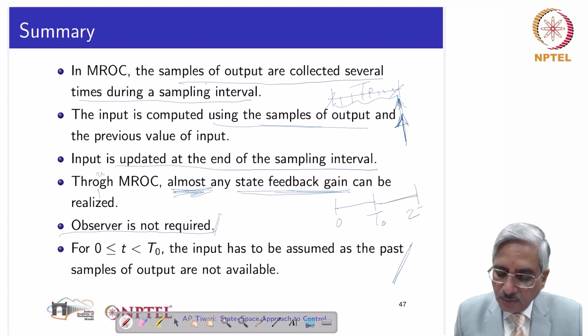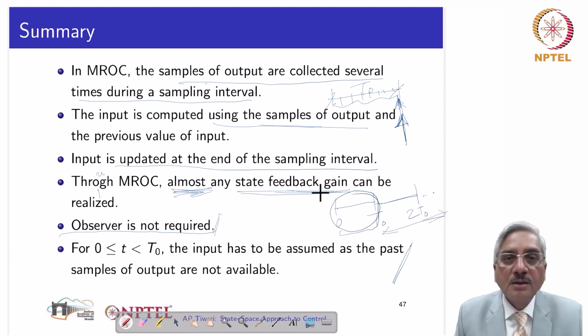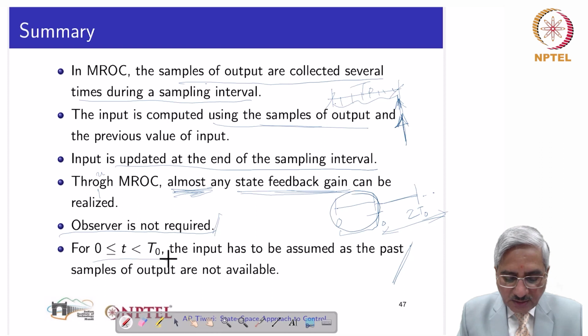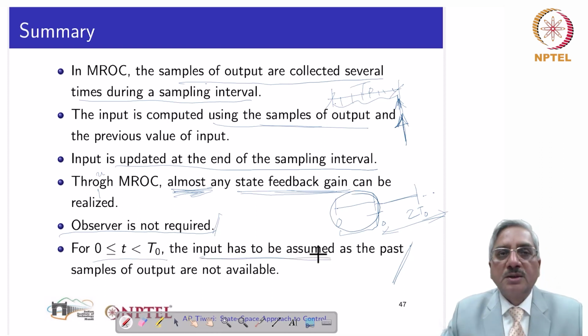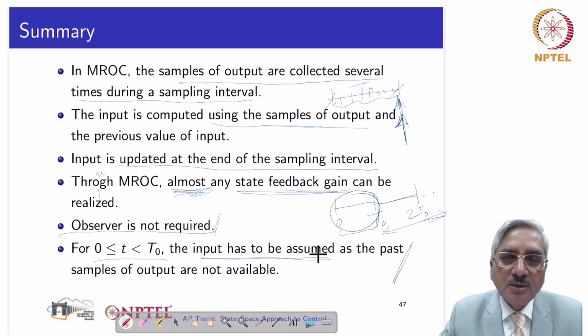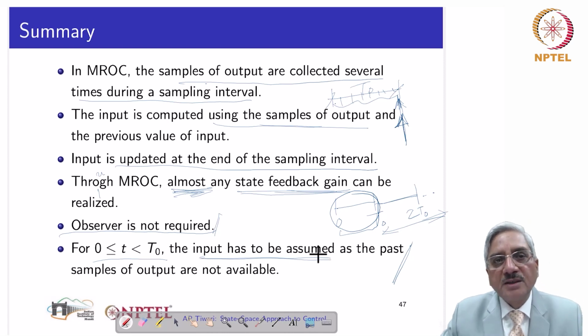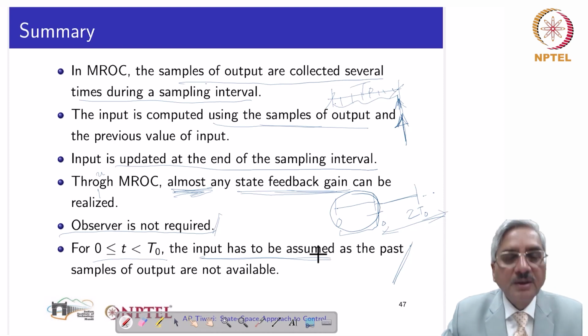So T0 to T0, etc. In this one, this can be implemented. However, not in this one. So that is a limitation, that in that situation input has to be assumed. If it is assumed 0, then for some time the system behaves as an autonomous system, and that should be acceptable. So this is one limitation of multi-rate output controller that we should keep in mind.